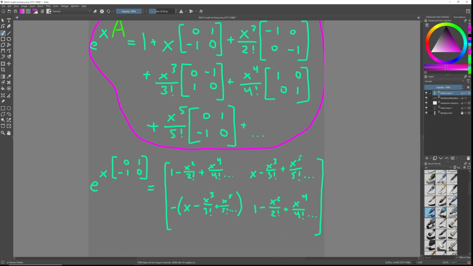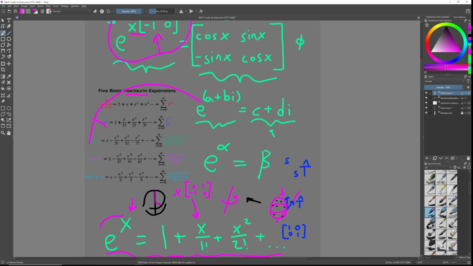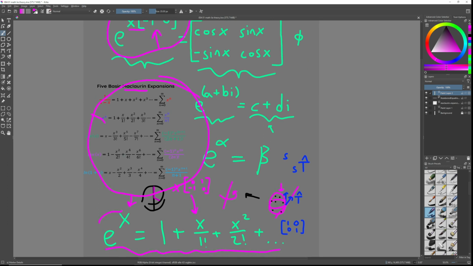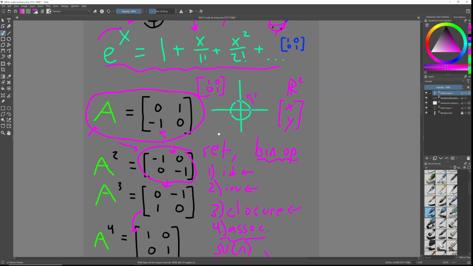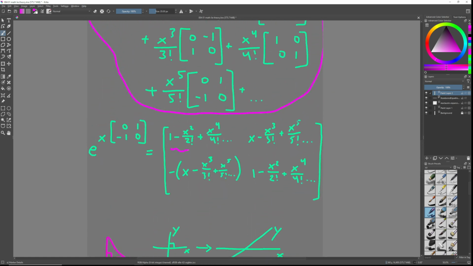We go back to these Maclaurin expansions and try to make sense of what we have found. If you're paying attention, you will see that we actually have cosine and sine given to us in this matrix. Specifically, these are identical to the cosine Maclaurin expansion, and this is identical to the sine Maclaurin expansion, and same here, but with the negative sign.